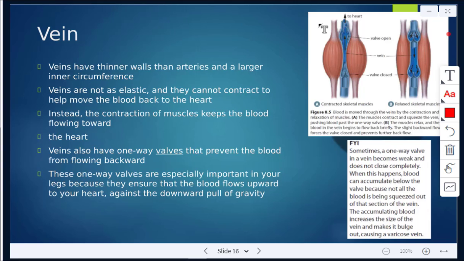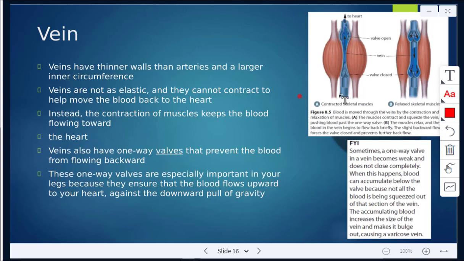And this diagram here is just showing how blood is moved through the veins by contraction and relaxation of your muscles. So the muscles contract, they squeeze the vein, it pushes blood past the one-way valve, then the muscles relax, and the blood in the vein begins to flow back briefly, and then the slight backward flow forces the valve closed, which prevents further backflow.